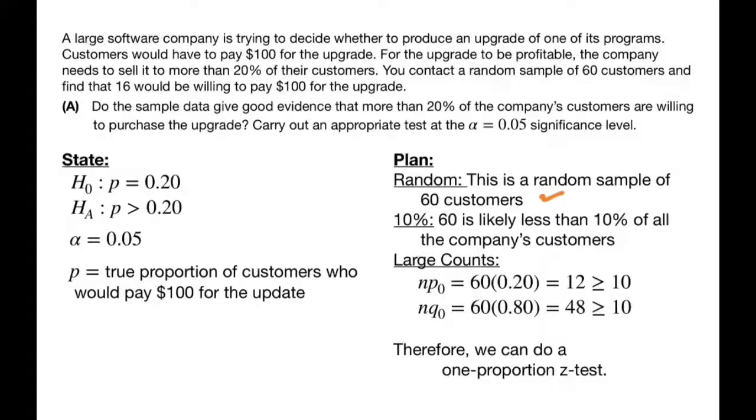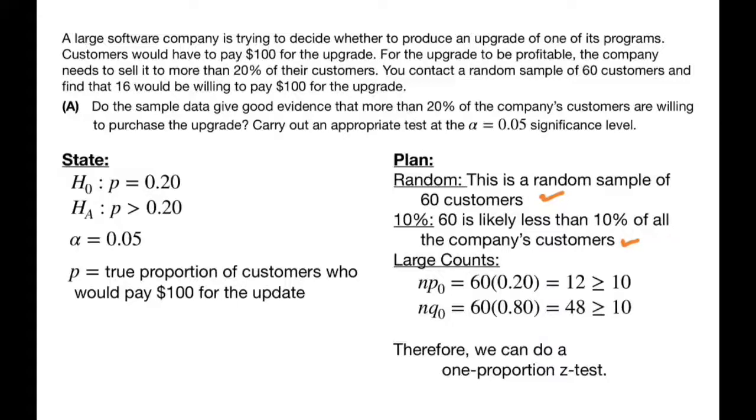Next, we have our plan step. So we have our random condition. So this is a random sample of 60 customers, so we're good to go there. Additionally, we know that the 10% condition is met because 60 is likely less than 10% of all the company's customers. This basically makes sure that independence is sound. This is because we are sampling without replacement.